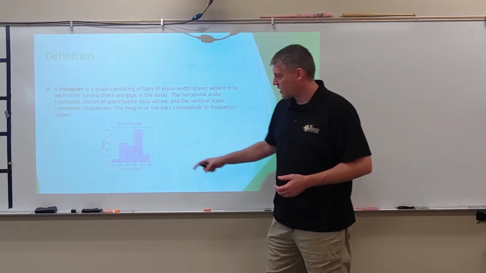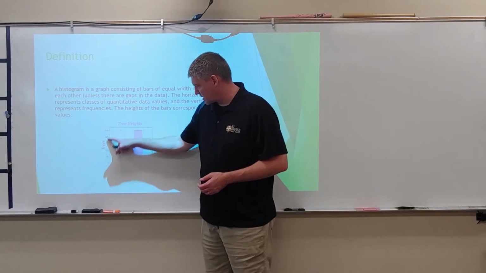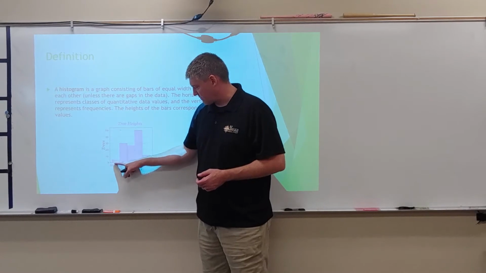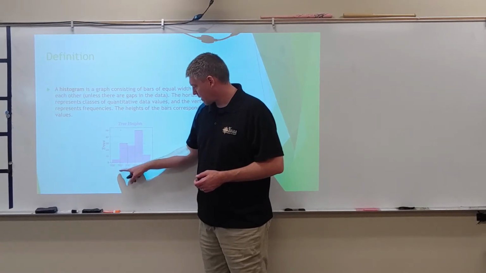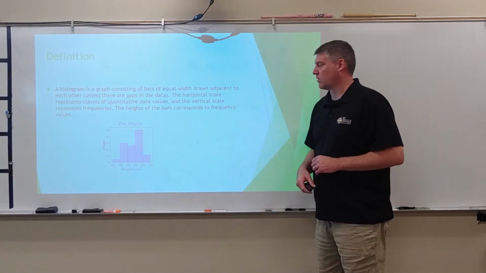So notice here we have tree heights. So height in centimeters, number of trees. So between 100 and 150, we have this many. From 150 to 200, we have roughly 30, and so on and so forth.